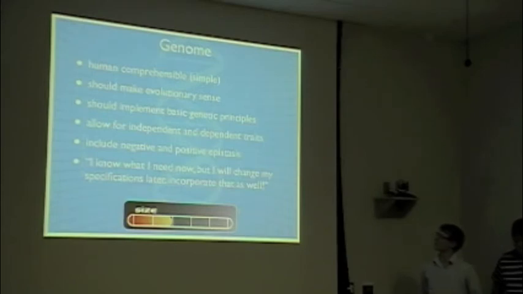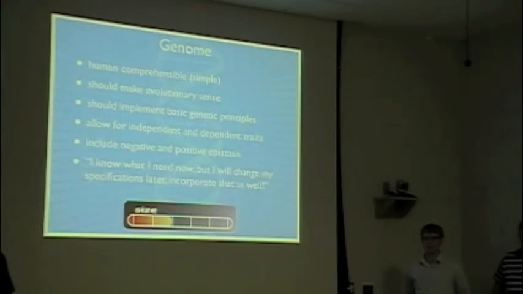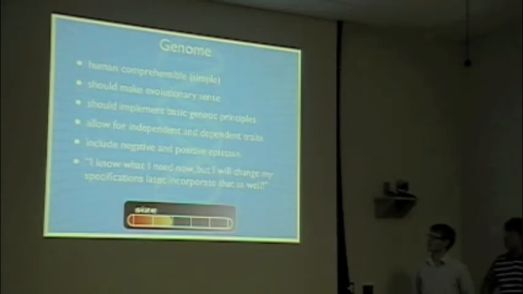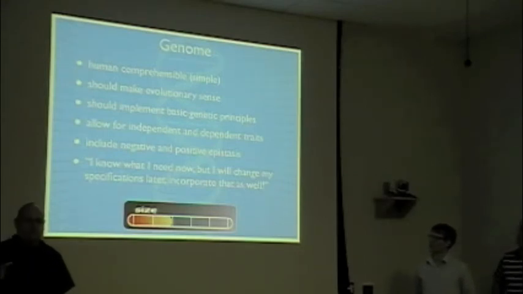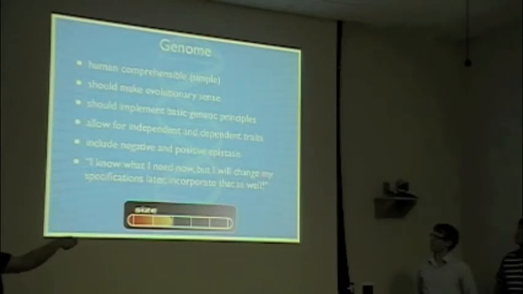Well, that was Joey's job actually, to write the genome for these things. Because of course if you want to have evolution you need some kind of genome, and the genome should code for these traits. The first point is that the genome should be human comprehensible. The layman should be able to look at it and get an intuitive understanding of what this genome means. It shouldn't be cryptic ACGTs like a genetic code, it should be something more intuitive. It should of course make evolutionary sense and implement genetic mechanisms. It should allow for dependent and independent traits, because then it starts to get interesting. And for the expert, there should be negative and positive epistasis in there.